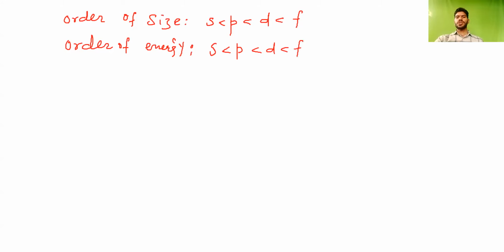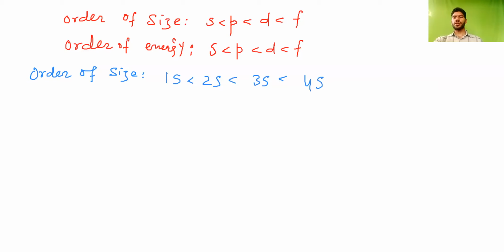Similarly, if you have to tell me the order of size of different s orbitals, for example, if I'm having, let's say, 1s, 2s, 3s, what will be the order of size? 1s means it is the s subshell of first shell, 2s means it is the subshell of second shell, 3s means it is the subshell of third shell, right? So can you tell me the order of size? So order of size will be like this. That is 1s, it will have smaller size. 2s will have bigger size. 3s has very big size, and 4s will be having very big size. Got it?